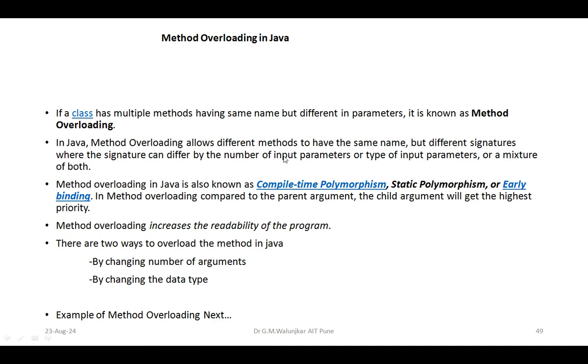Now, just see the concept of method overloading in short. Method overloading in Java is also known as compile time polymorphism or static polymorphism or early binding. In method overloading, compared to the parent argument, the child argument will get the highest priority, right? So for method overloading, you can have the same method name but a different signature, right? The signature of the single method can differ by the number of input parameters or the type of input parameter or a mixture of both. So accordingly, method overloading can be achieved. It can be achieved in two ways, by changing the number of arguments or by changing the data type.